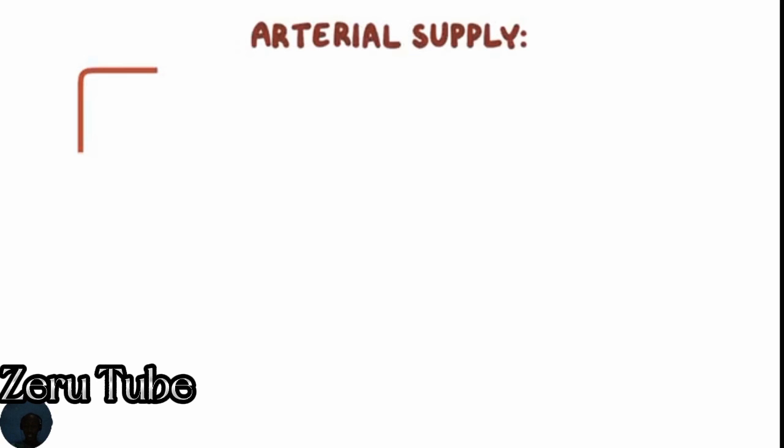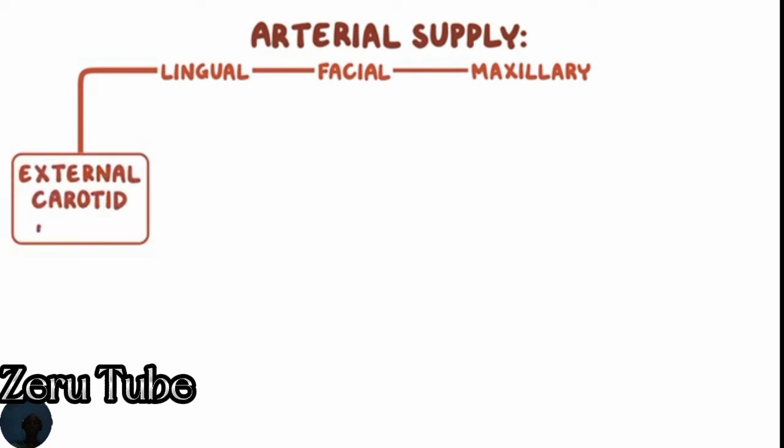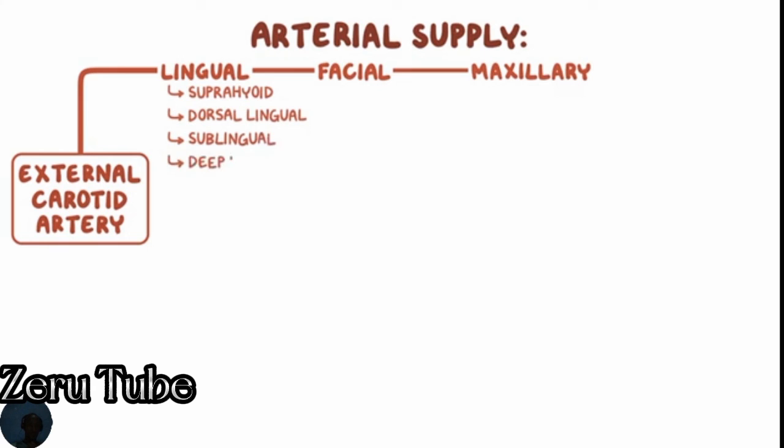The arterial supply of the oral cavity comes from the lingual artery, facial artery, and maxillary artery. Those lingual, facial, and maxillary arteries are branches of the external carotid artery. Branches of the lingual artery are the suprahyoid artery, dorsal lingual artery, sublingual artery, and deep lingual artery.